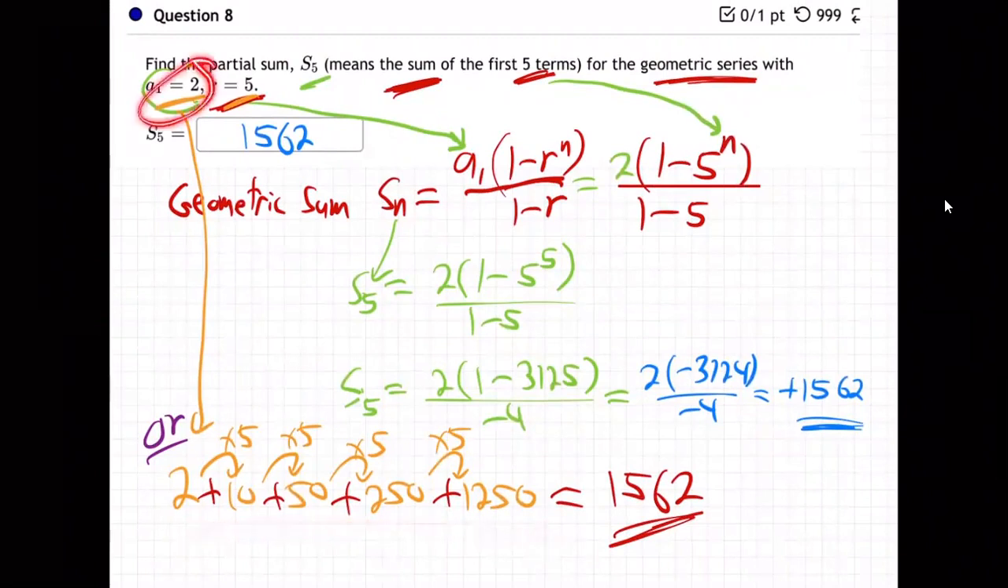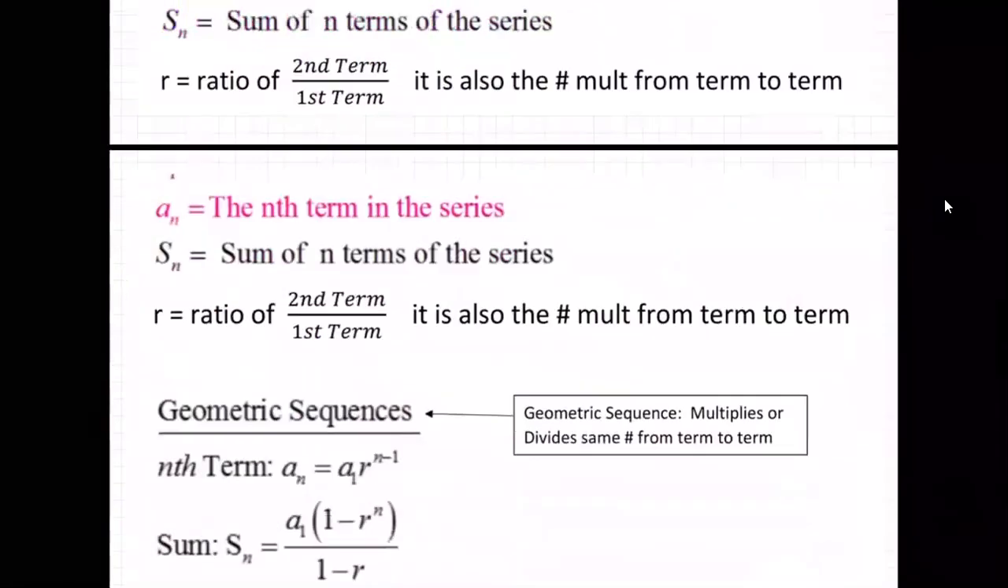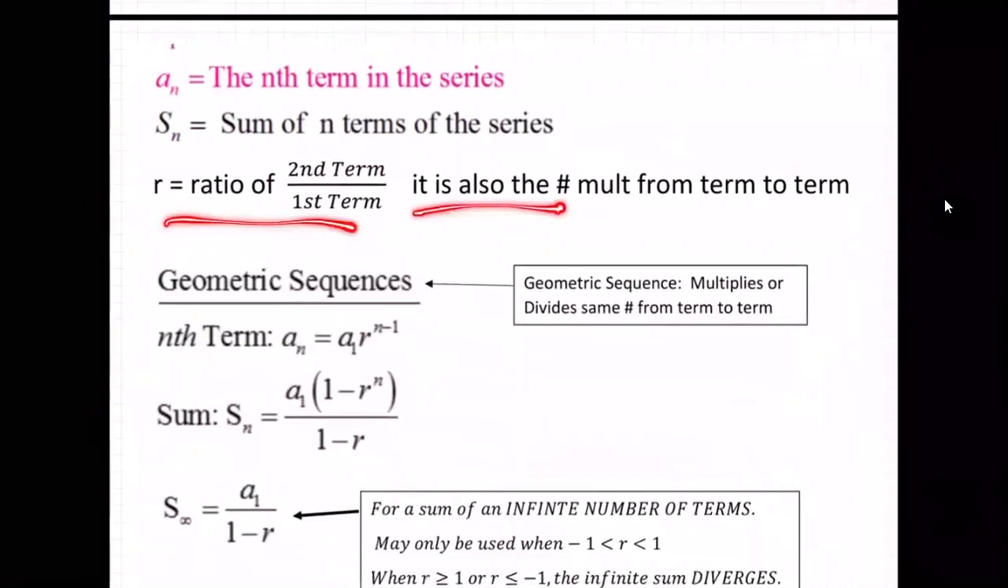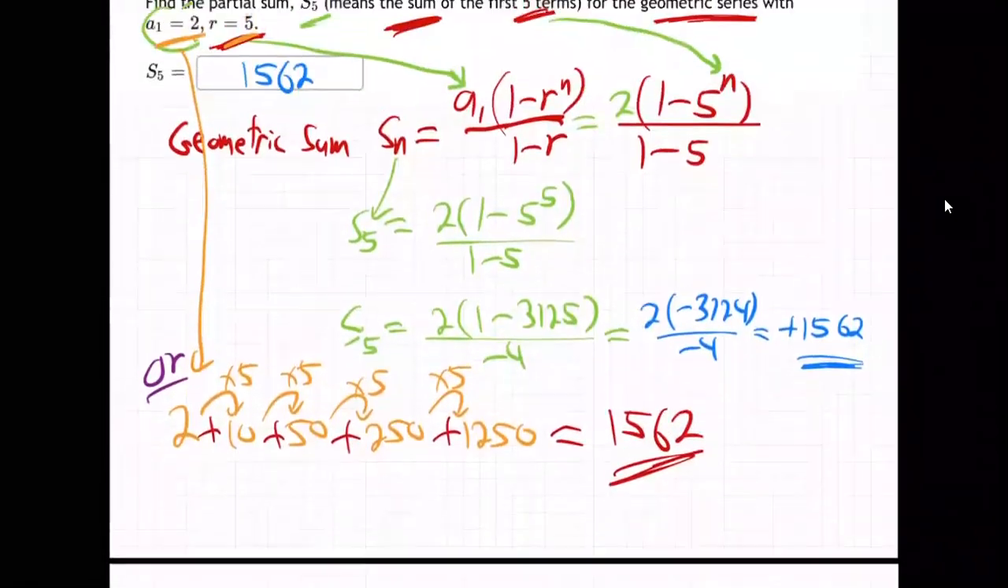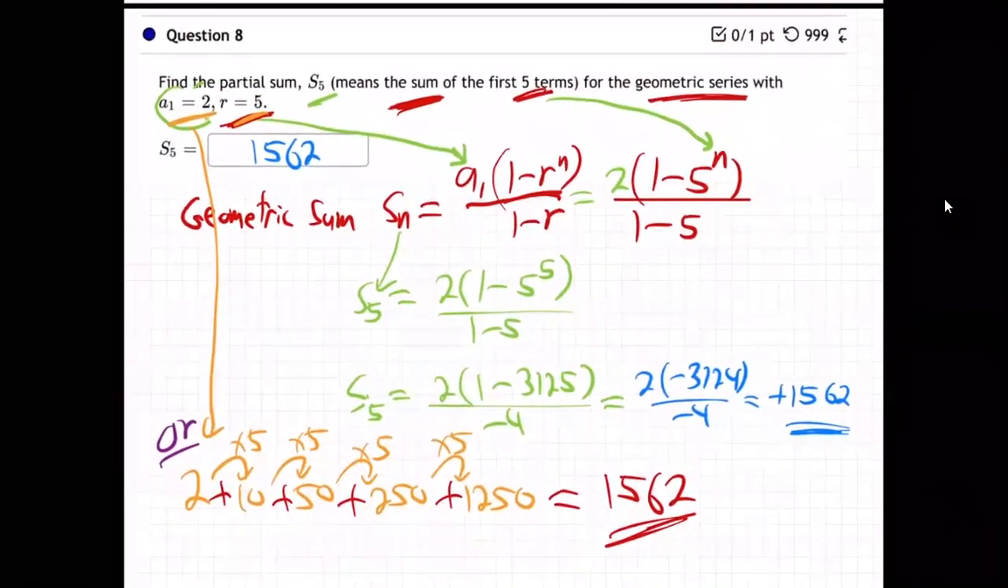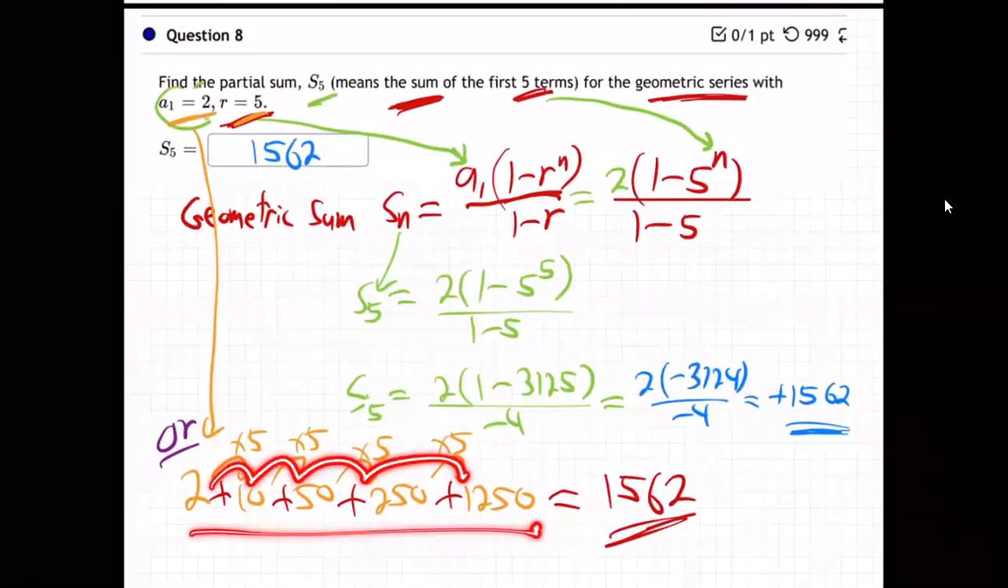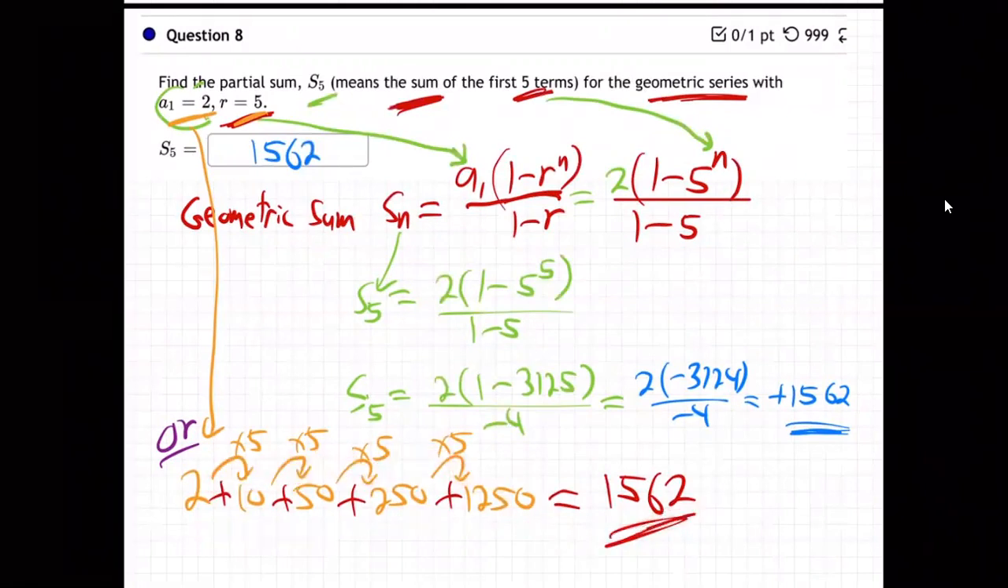How so? Well, they gave me the first term, 2. They gave me the R, which is what you multiply. It's called the ratio, as the notes tell you specifically. R is the ratio. It is also the number multiplied from term to term. So you just multiply that: times 5, times 5, times 5, times 5, and then add them up. They want the sum. It'll come out 1562, the same answer as if you use the whole formula. Probably a little quicker the second way. And there we go.